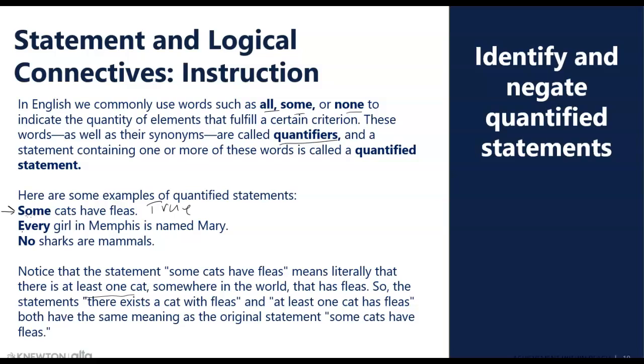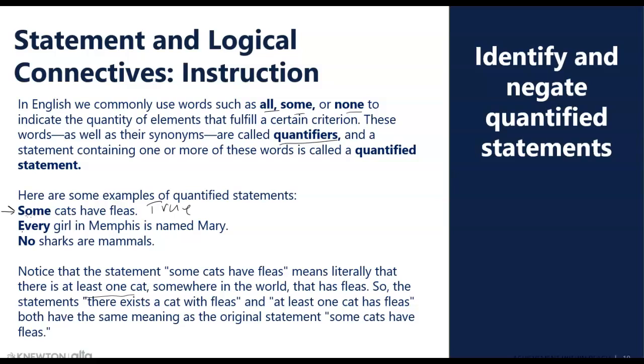Every girl, all becomes, there are some not. We feel like all should be the opposite of none, but that's not true, because if all girls in Memphis are named Mary would be false, but no girls in Memphis are named Mary would also be false. They have to have opposite meaning. So we will manage this one. The next slide goes into it.